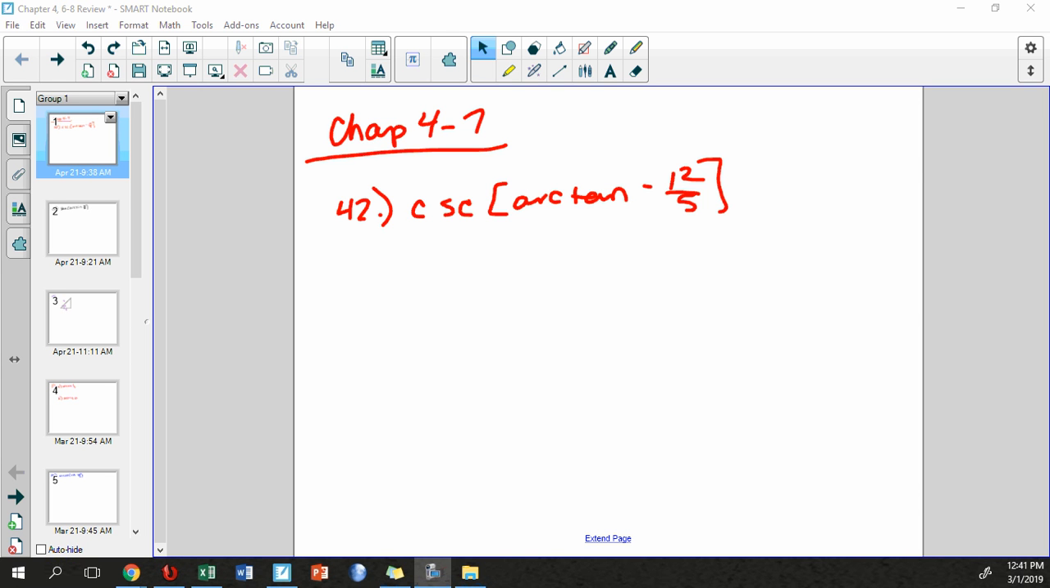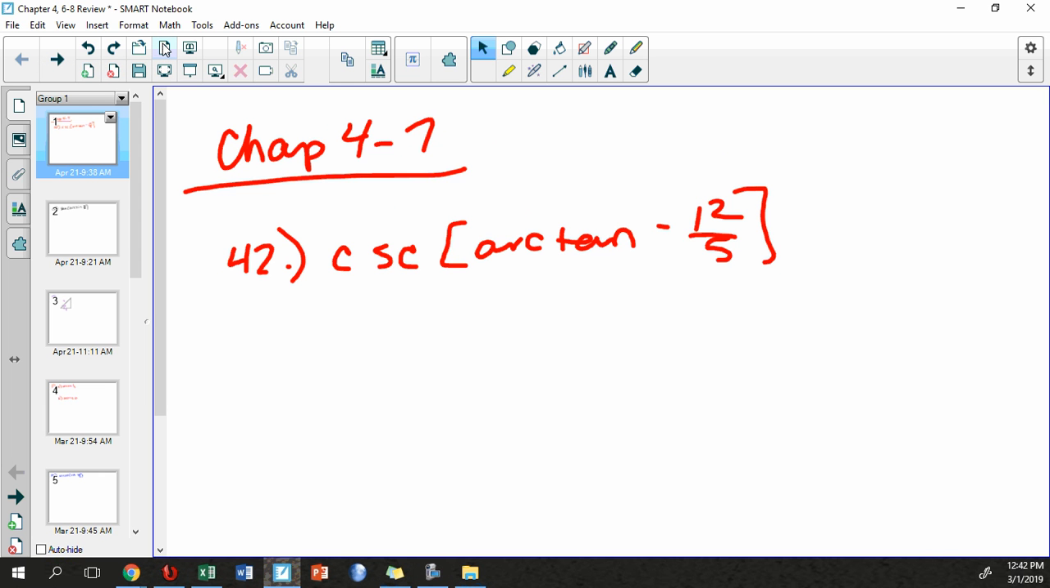Okay, this is the review for the chapter 4, 6 through 8 test. The very first type of problem you're going to have on the test is a problem that looks like this: 42, the cosecant of the arctan of negative 12 over 5.